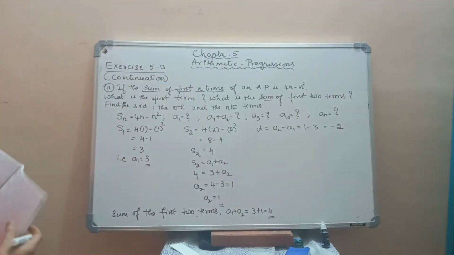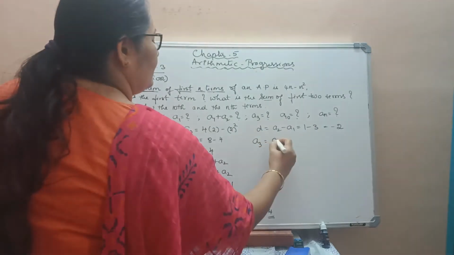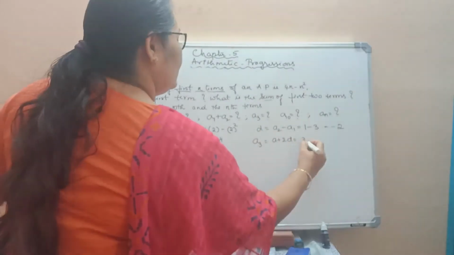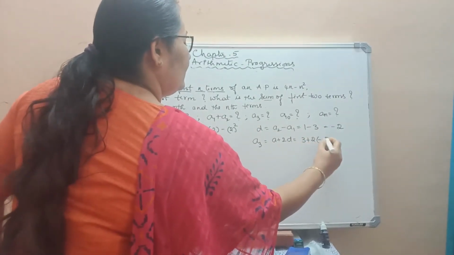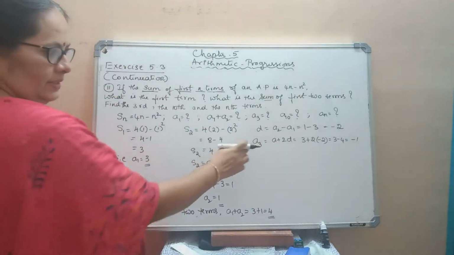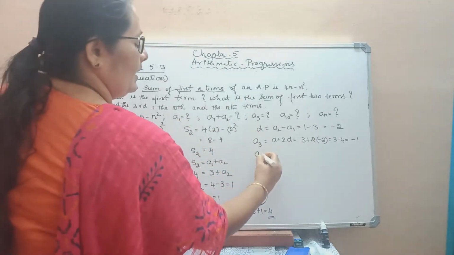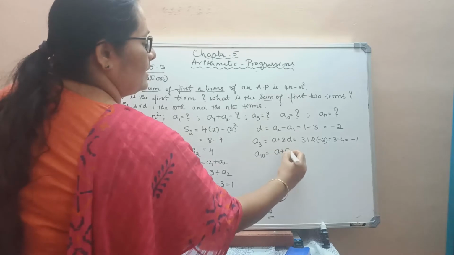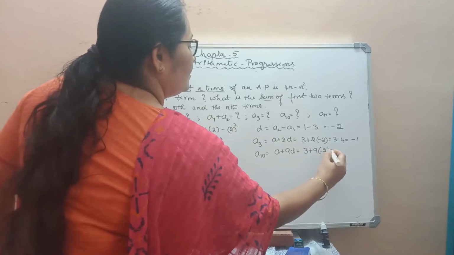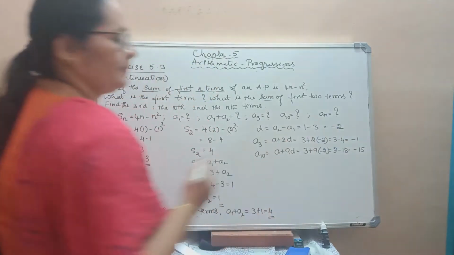Right? Now third term, A3, which is A plus 2D. So A is the first term 3, 2 into D, so that is 3 minus 4, which is minus 1. So third term is minus 1. Then what else? 10th term, A10. A10 is A plus 9D. A is 3, 9, D is minus 2. So 3 minus 18, which is minus 15.